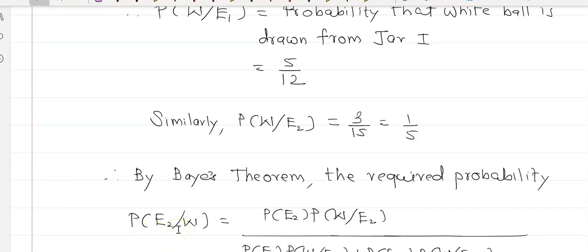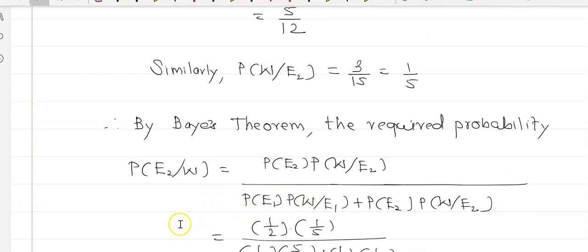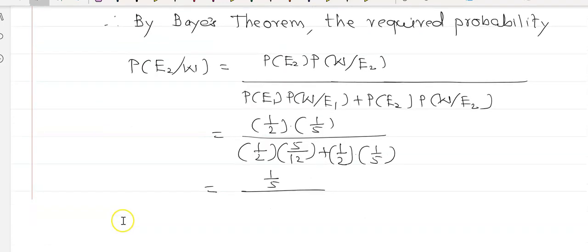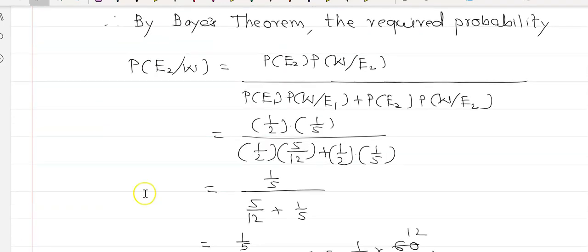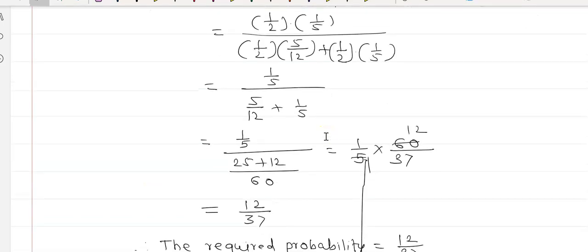that is the probability of E2 conditional on W, is the probability of E2 into the probability of W conditional on E2, and substitute the values, then you will get the answer. The required probability is equal to 12 upon 37.